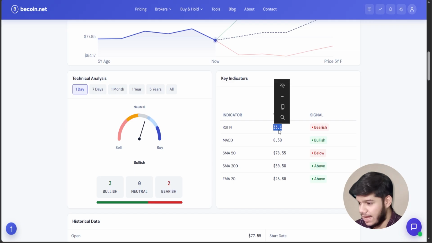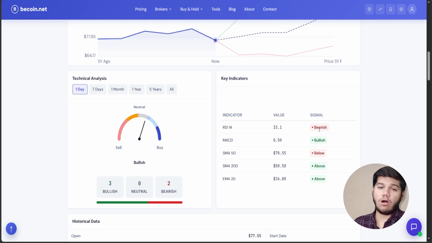If you see the RSI is at 33, which is not bearish, I would say it's almost neutral to mild. If you see MACD, MACD is 0.50, which is almost neutral. Simple moving average is $78.55, which is below. Simple moving average 200 is $50.58, which is above. And the exponential moving average is 26.80, which is above as well. So if you see, the scenario is almost neutral.